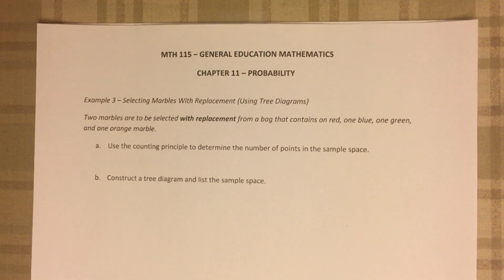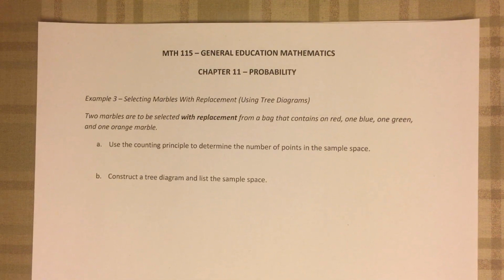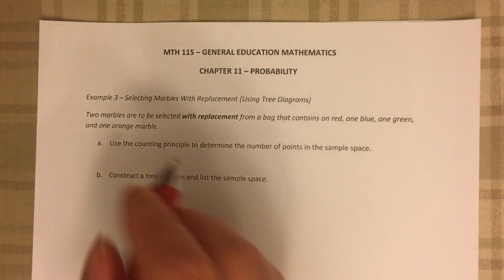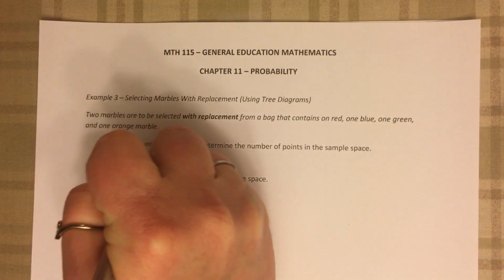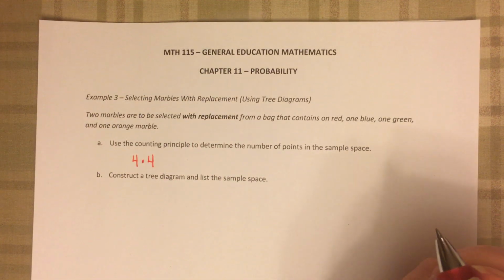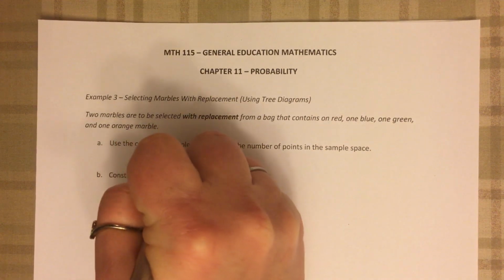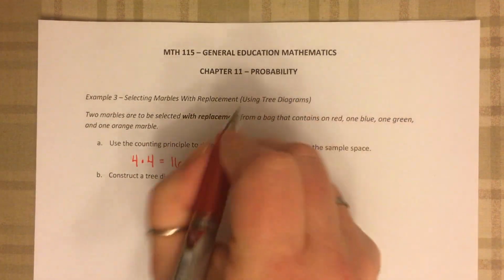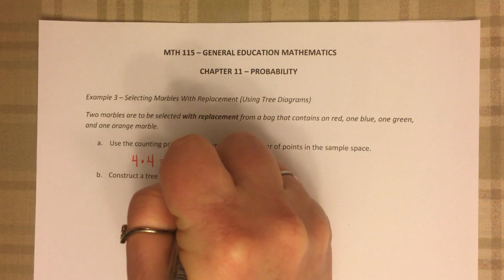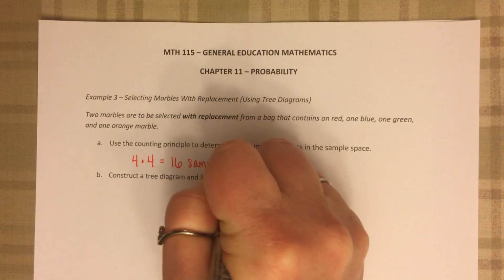All right, one last one that we're going to work through. In this case, we're going back to our marbles from our first example, but this time we are going to be replacing them. So we have 4 choices for our first marble and 4 choices again for our second marble. It is possible to repeat the colors in this case. So the 4 times 4 is going to give us 16 sample points for our sample space.